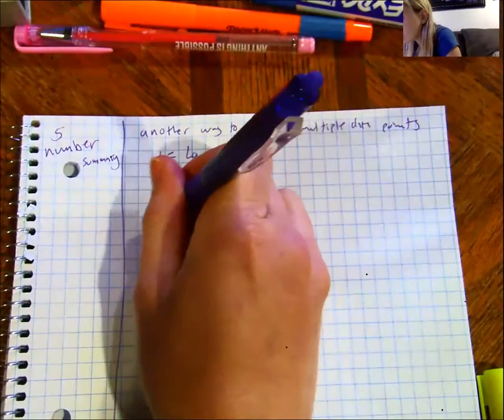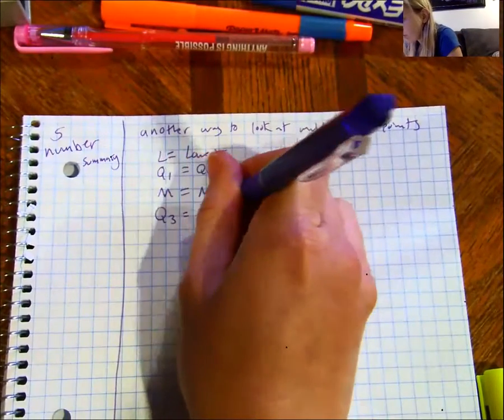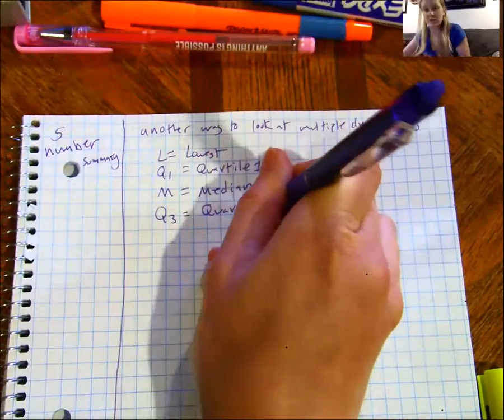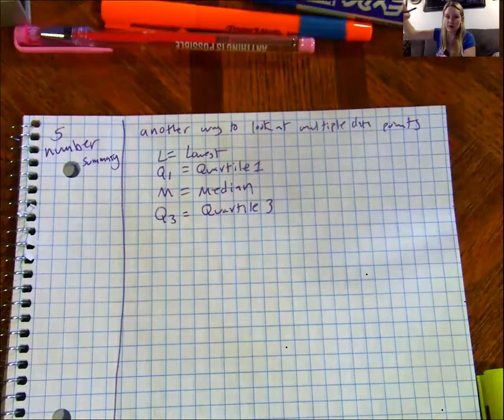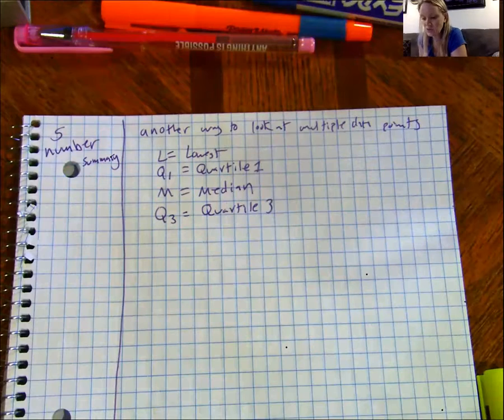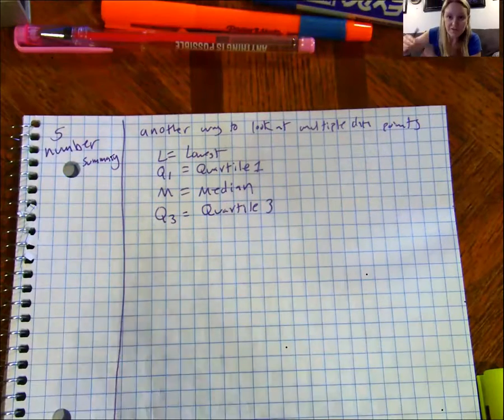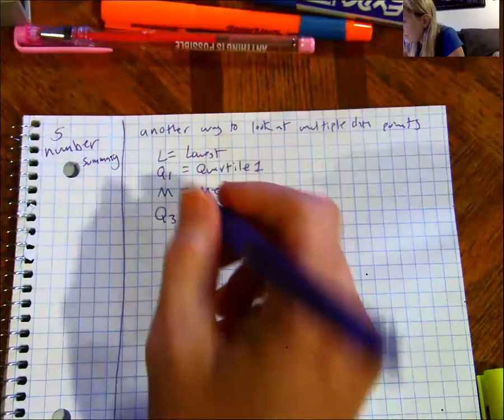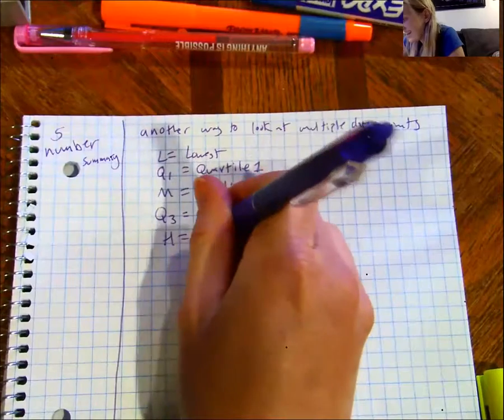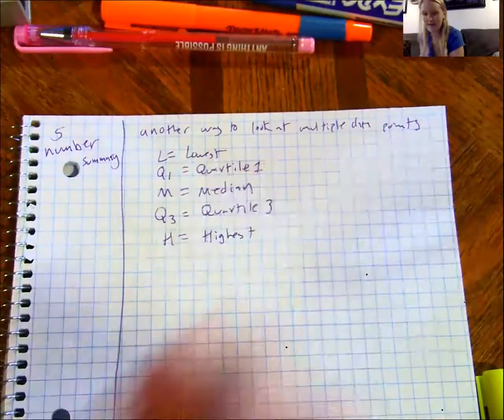Now the next one's Q3, which stands for quartile 3, because you're really chunking this data into quarters, or fourths. Quartile 3 is 3/4 of the way through the data. And lastly, H stands for the highest, and again, I think you can find the highest in any data.